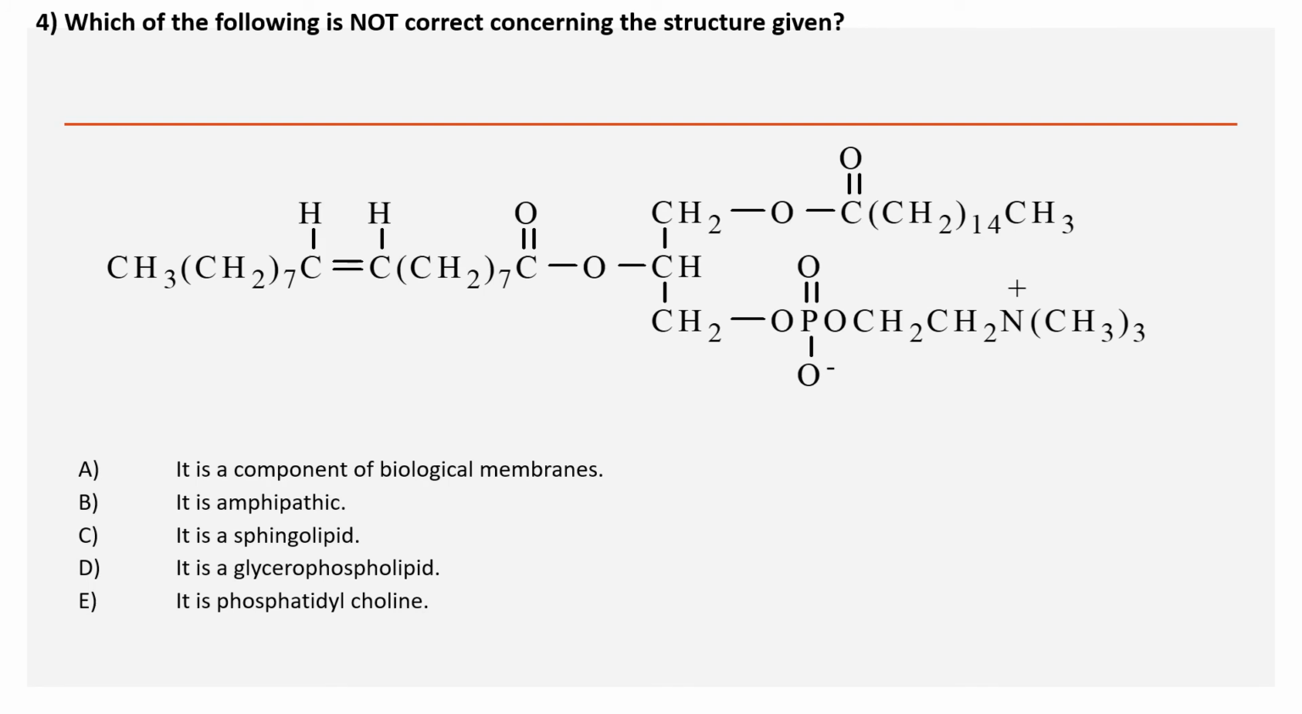Which of the following is not correct concerning the structure given? The first thing I like to do is start labeling stuff. So this right here is CH2, CH, and CH2. That's glycerol. Here we've got phosphate. Then over here we have choline. Then this region right here, we've got CH2, we got 7 of those, and then CH3 right here. So this whole section is nonpolar.